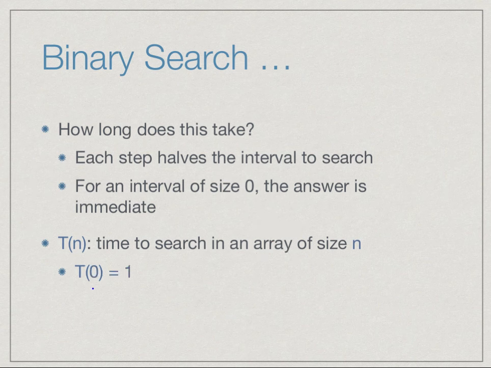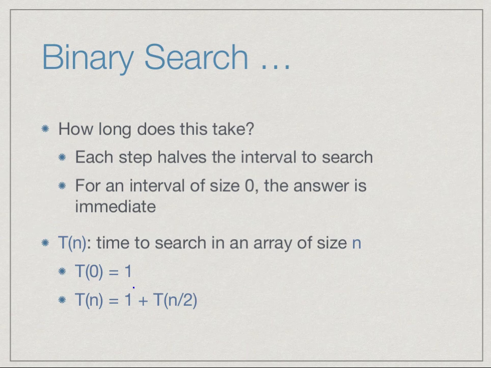So if the sequence has length 0, then it takes only one step, because we just report that it is false. We can't find it if there are no elements left. Otherwise, we have to examine the midpoint. So that takes one abstract step, computing the midpoint and checking whether the value is V. We will collapse it all into one abstract step.